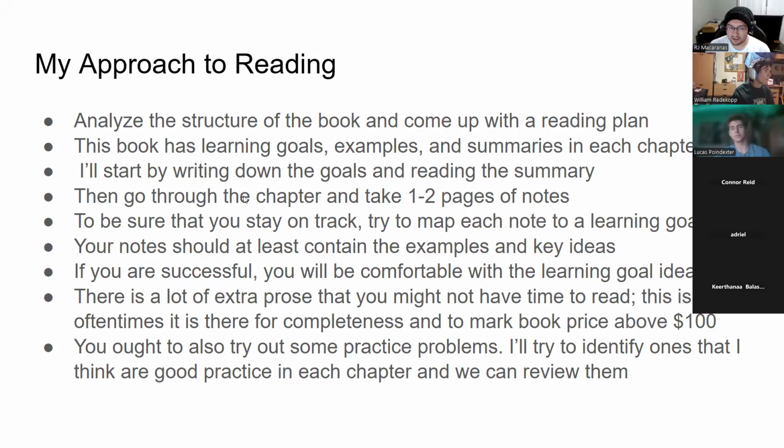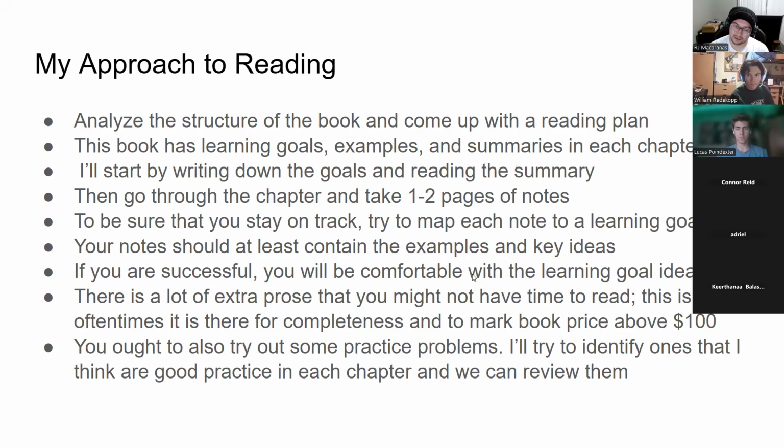I came up with the plan of writing down the goals and then reading the summary, and then going through and taking 1 to 2 pages of notes and really making sure that you understand the examples, right? Because the examples are problems that are worked out that illustrate a lot of the key points of the learning goals of the chapter. The example problems are there for a reason.